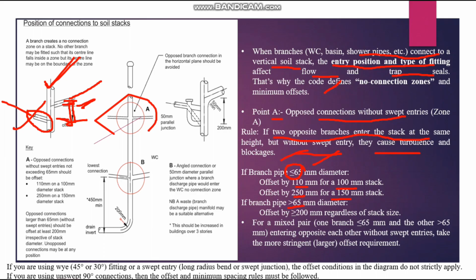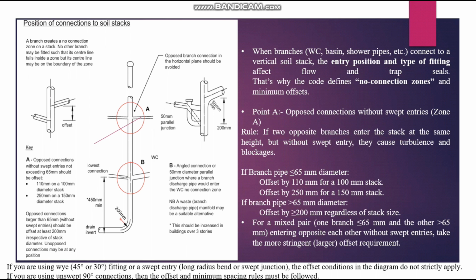If it is more than 65 mm dia, for example the branch pipe diameter is 80 mm dia, then irrespective of anything else, you can go with a 200 mm offset. Okay, let's say a 100 mm dia pipe is coming from one floor, then this offset must be 200 mm since it is more than the 65 mm rule. So this rule we have to follow.